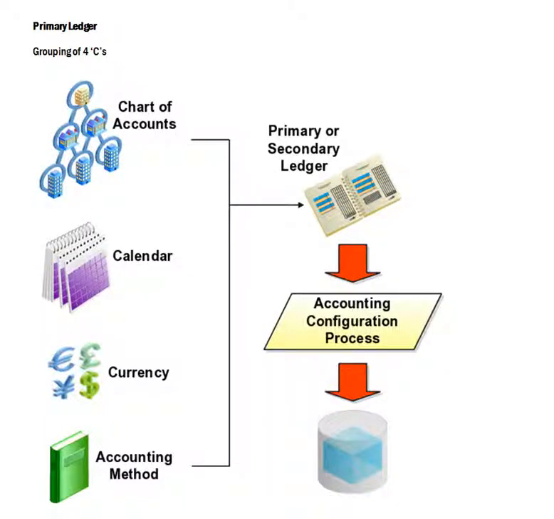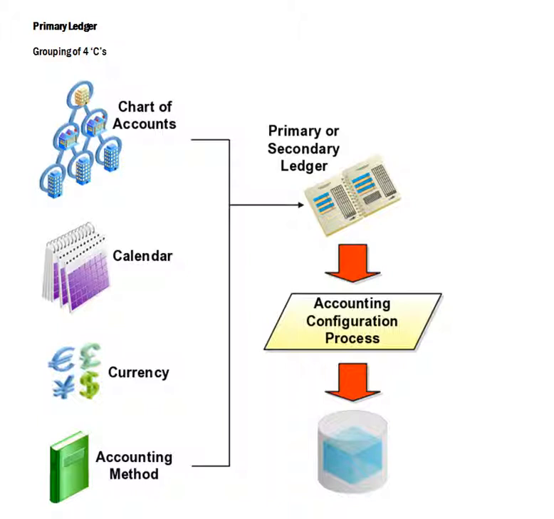Let us see how ledger architecture works in Fusion. In Fusion, we all know that it's similar to EBS R12. We have the 4Cs: chart of accounts, calendar, currencies, and accounting method. This is a screenshot I have taken from Oracle. We can group these 4Cs into a ledger and complete the configuration process.